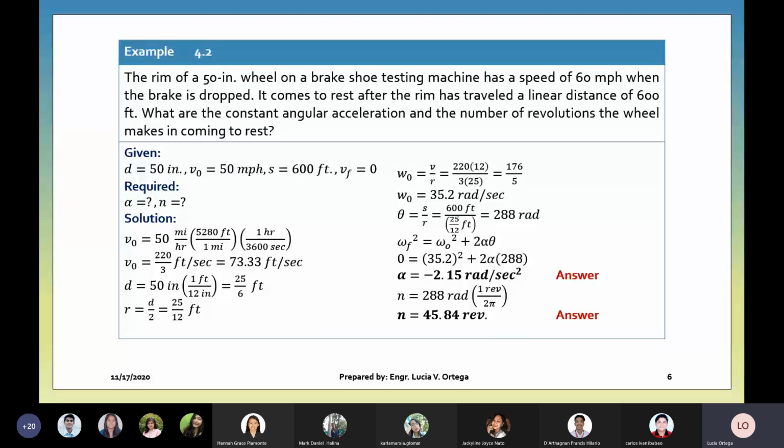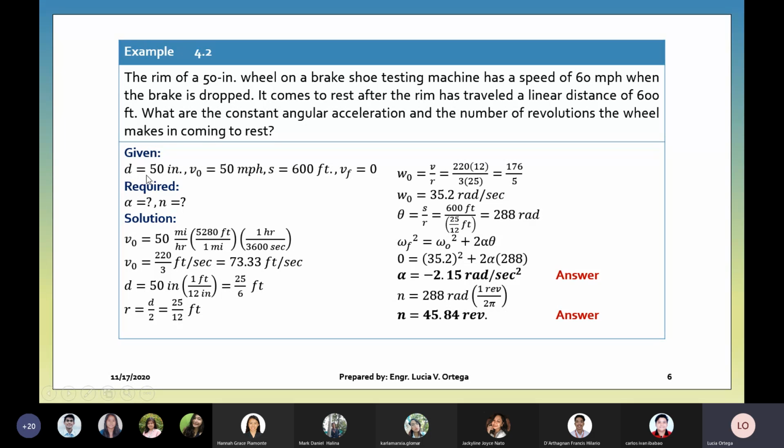So for the next problem, the rim of a 50 inches wheel on a brake shoe testing machine has a speed of 60 miles per hour. When the brake is dropped, it comes to rest after the rim has traveled a linear distance of 600 feet. What are the constant angular acceleration and the number of revolutions the wheel makes in coming to rest?